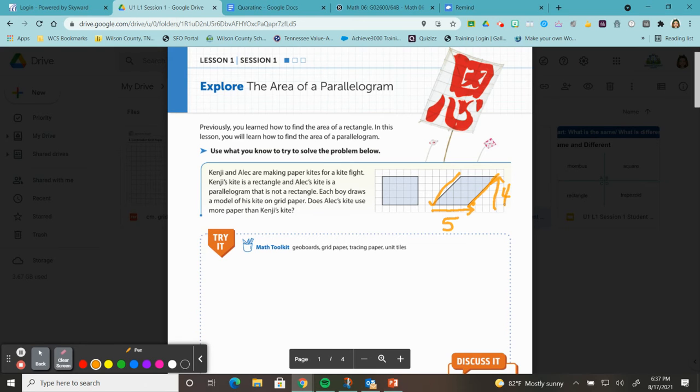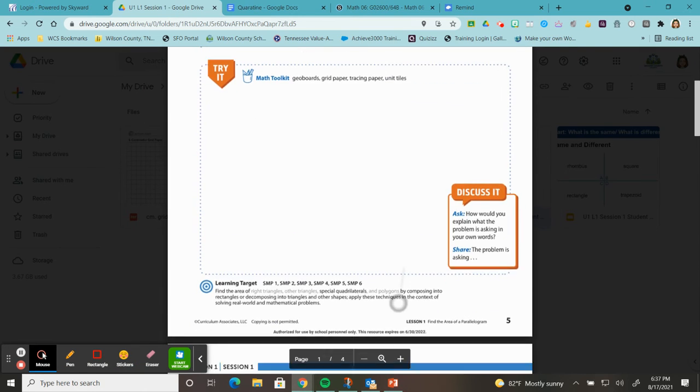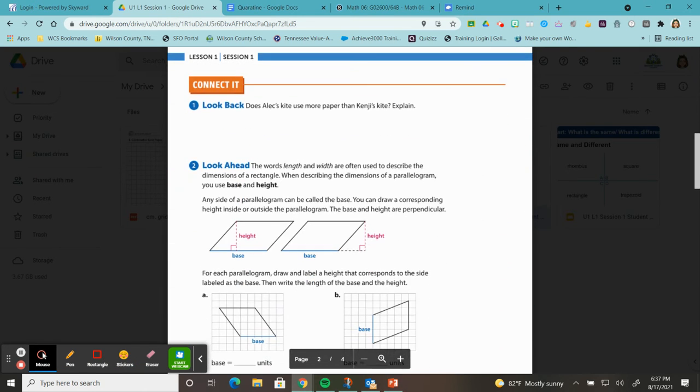So again, we have a 5 by 4. 5 times 4 is 20, and we have 20 square units. So now we know the answer to the question, does Alec use more paper than Kenji? Which brings us to the connected question.